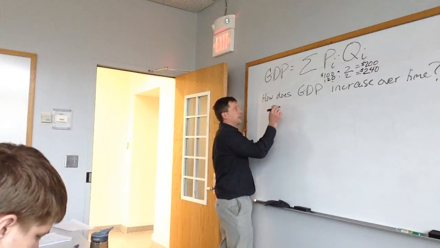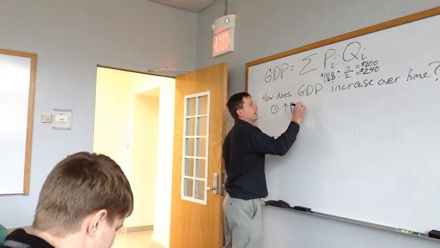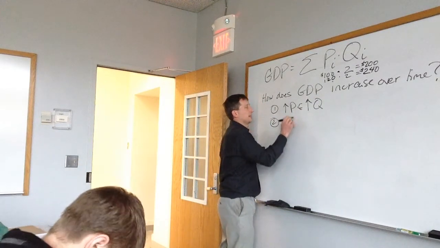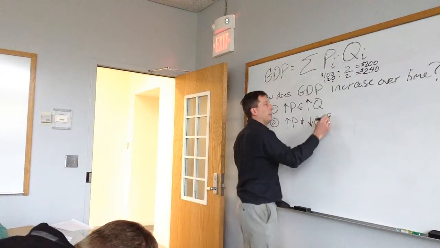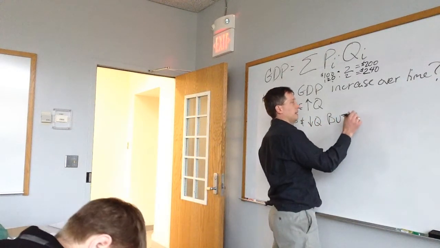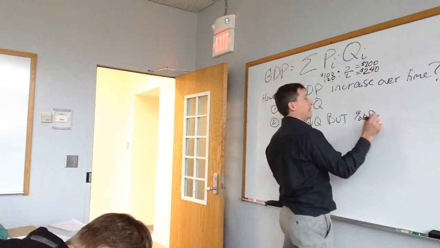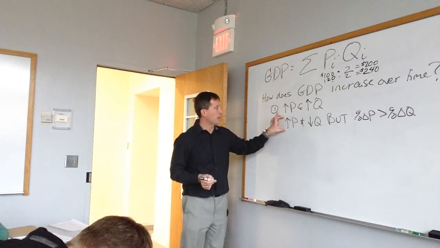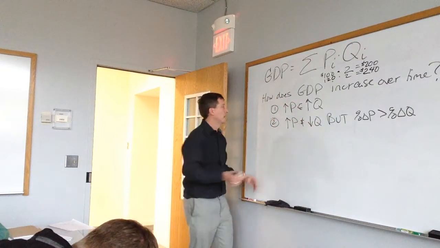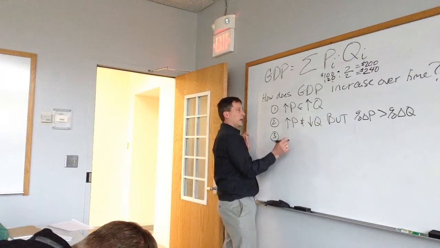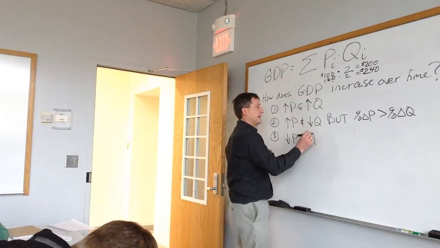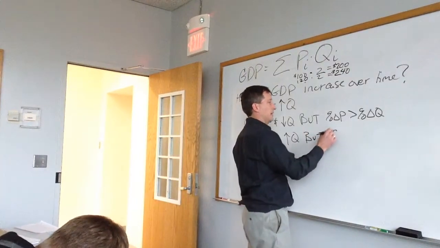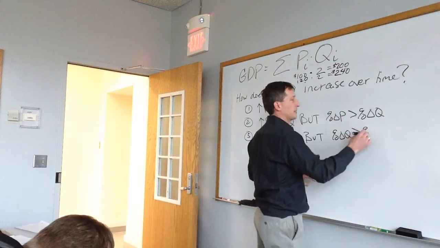So number one, there's an increase in price and an increase in quantity. Number two, there's an increase in price and a decrease in quantity, but the percentage change in price is greater than the percentage change in quantity. So basically the up effect outweighed the down effect. Number three, there was a decrease in price and an increase in quantity, but the percentage change in quantity exceeded the percentage change in price.